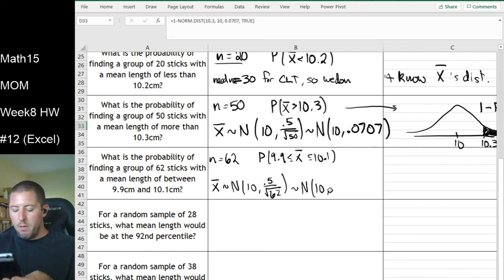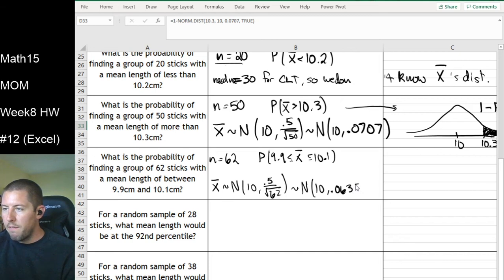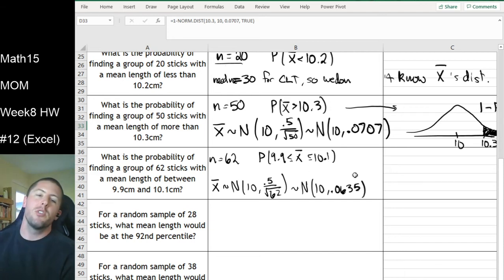In this case, pop over to my calculator, 0.5 divided by the square root of 62, and I'm getting 0.0635. So even smaller standard deviation than before. Notice here now, 10.1, that's 0.06 is one standard deviation. So let's eyeball this real quick. You'd need about a 0.06 and then another about 0.04. 0.04 is 2/3 of 0.06. So this is about 1 2/3 standard deviations above and below normal.